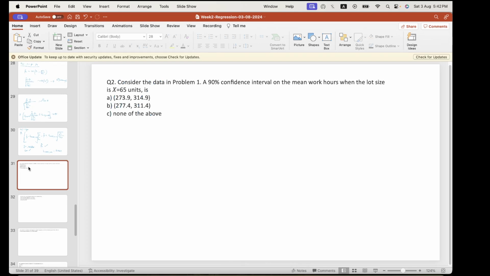So this is the same thing actually. What have they asked? Consider the data in problem 1, the 90% confidence interval on the mean work hours when the lot size is 65 units is how much? So the mean work hours, if we have to find out, would be y predicted, which is beta naught hat plus beta 1 hat into x naught. Here x naught is 65.